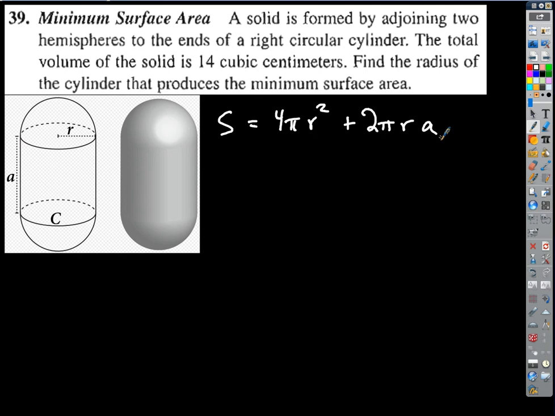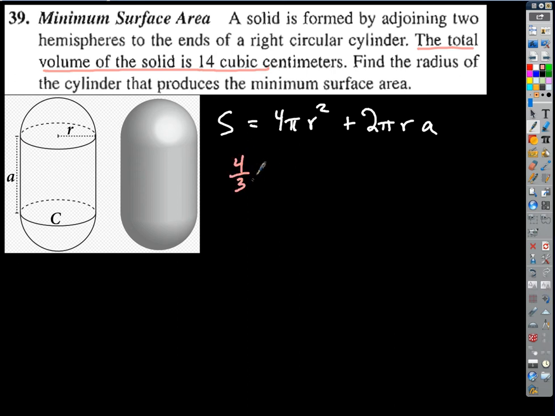Okay, what's the obvious problem with that? Two variables, R and A, right? So we need to come up with our constraint, and our secondary equation has to be related to the one constraint we have, which is on volume. Okay, so what is the volume of this capsule? Volume was 14, and volume will equal volume of the sphere plus volume of the cylinder.